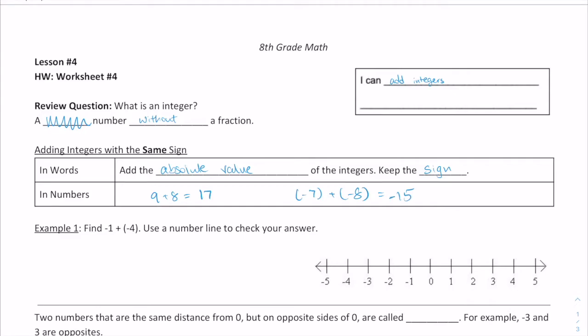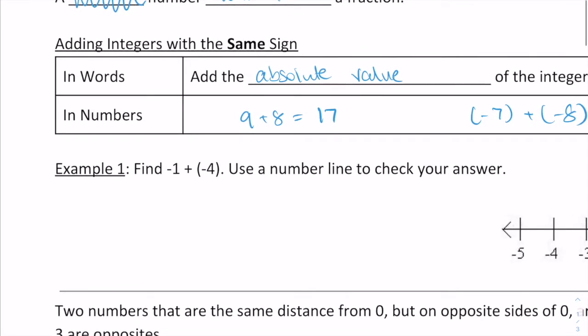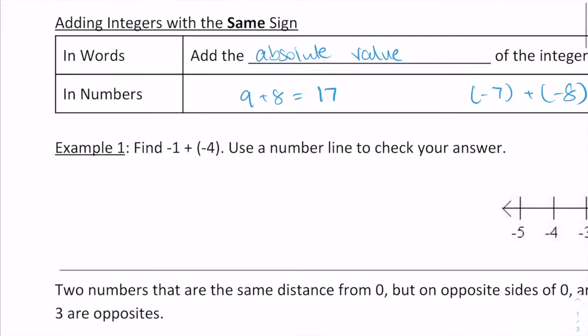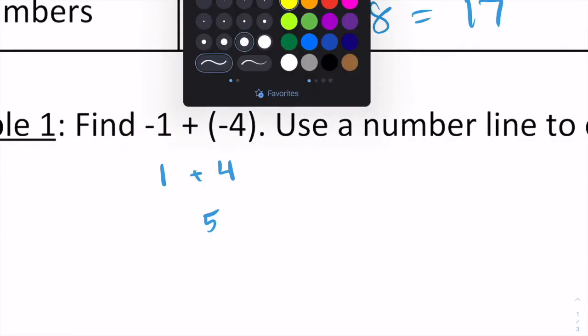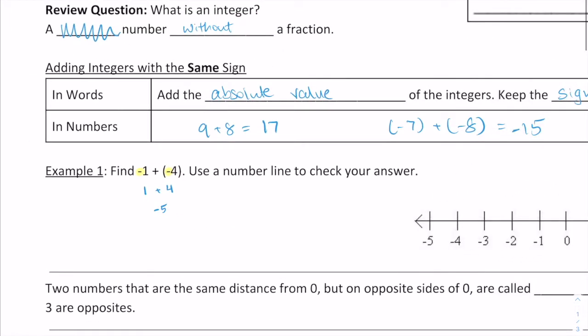So example number 1, negative 1 plus negative 4. Notice how my signs are the same first. So I add the absolute value of both numbers. My absolute value of 1 is 1, plus 4, I get 5. But because these numbers are both negative, my final answer also has to be negative. You do not have to use a number line to check your answer.